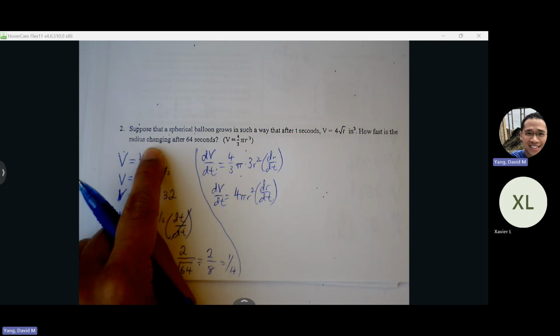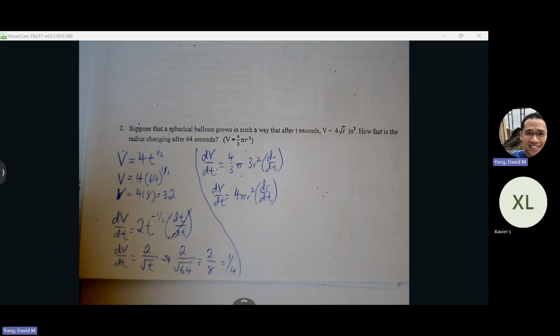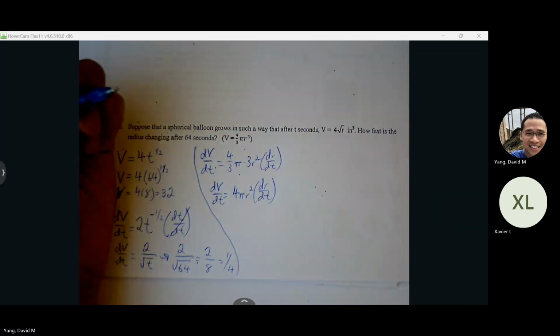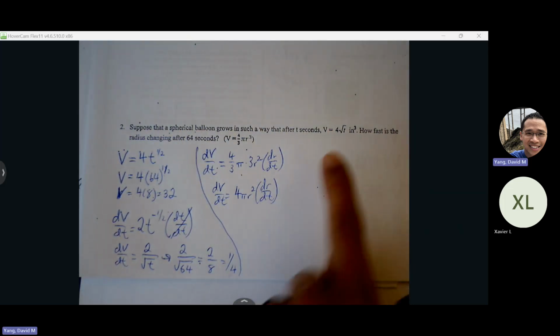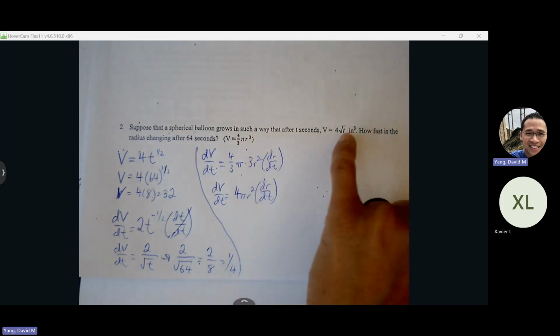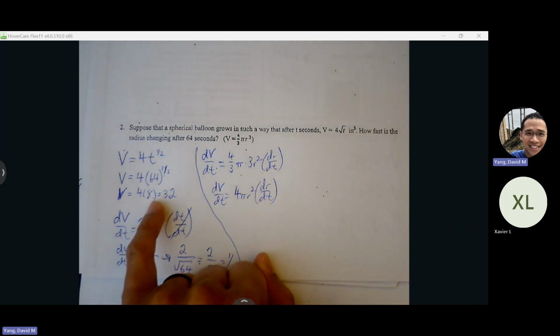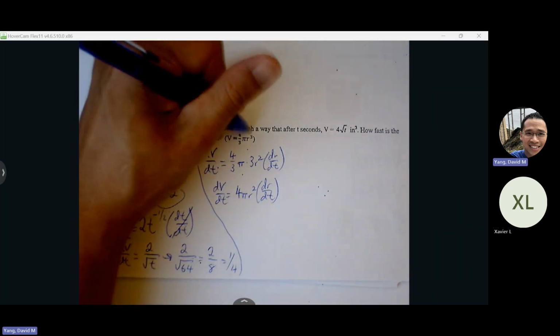Okay, how fast is the radius changing? We're looking for dr/dt after 64 seconds. At 64 seconds, we already found dV/dt, so we know this is the moment in time we're referring to. We still need to find the radius. To find the radius, we plug into our volume equation. We know that V is equal to 4 root t, so the volume at 64 seconds is 32, and we can use that to help us find our radius.